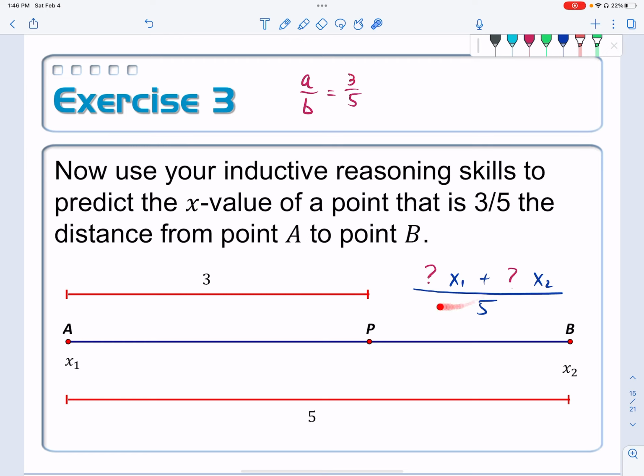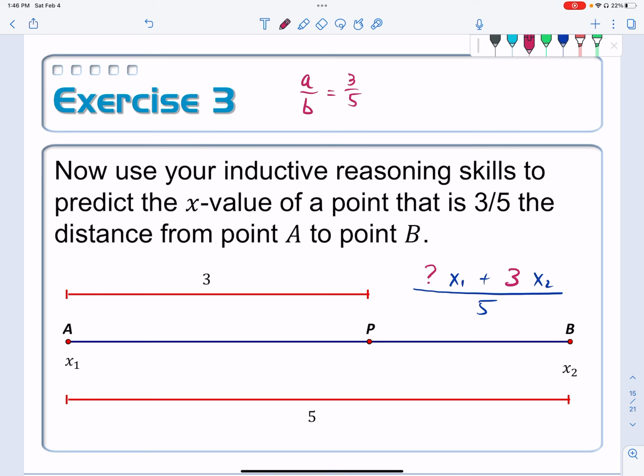And hidden inside of this partitioning formula is that fraction, 3/5. This is going to be 3/5 right here. Let's get rid of this question mark. Put a 3 in its place. 3 x2s. What about x1?